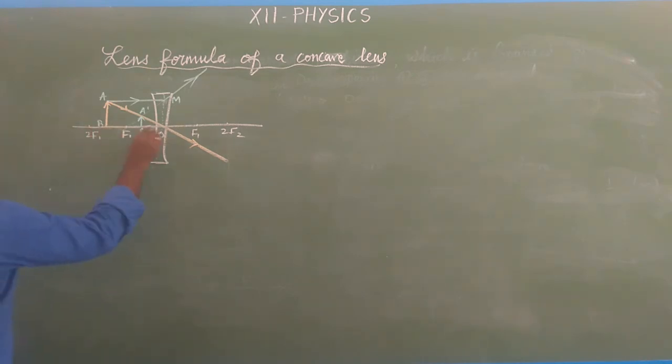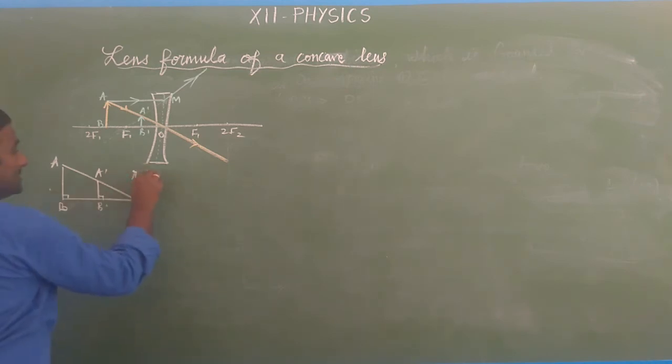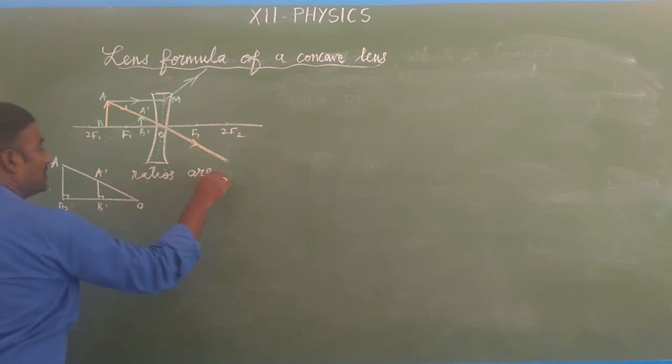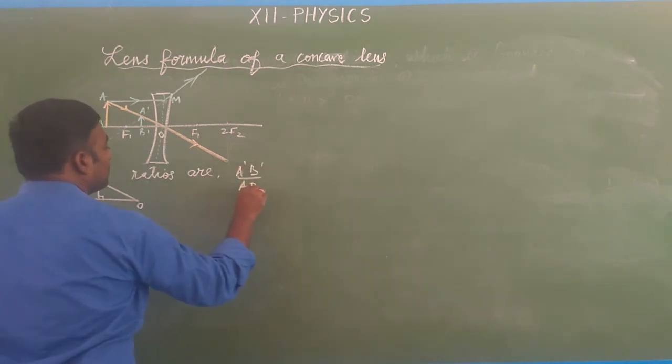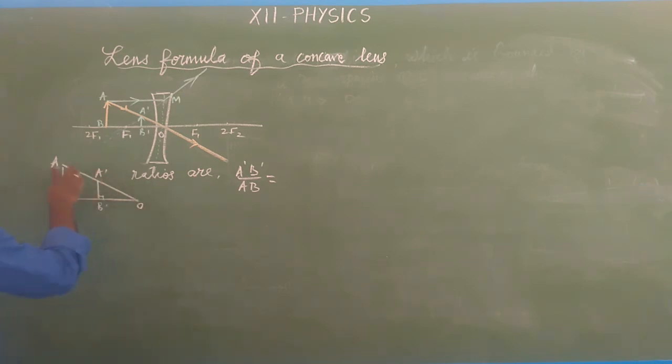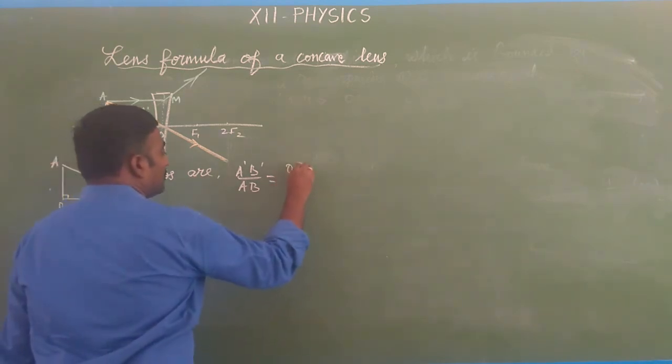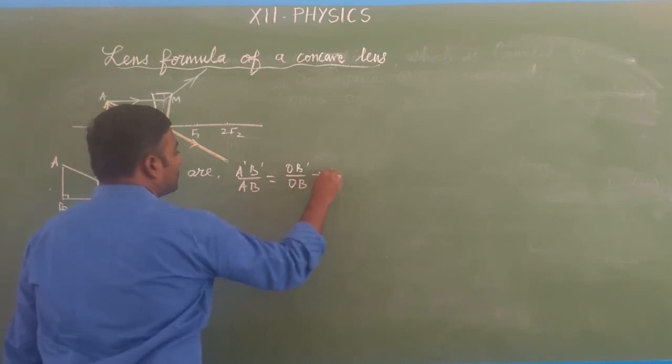First one, OAB and OA'B'. Listen. OBA and OB'A' are concurrent, so the ratios are equal. What are the ratios? A'B' by AB is equal to OB' by OB. This is equation number 1.